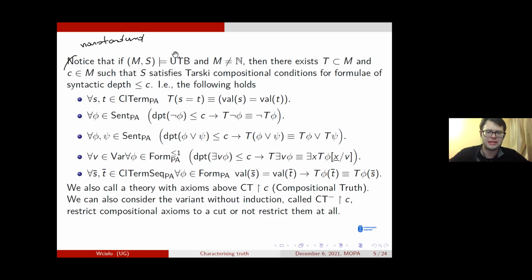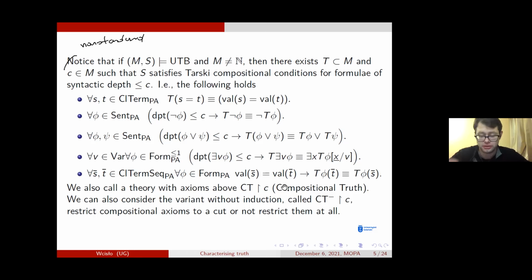Of course, this direct link between UTB and compositional axioms holds in this particular formulation, or only for UTB, right? So if you have UTB, then you have CT up to c. If you have UTB minus, then you have CT minus restricted up to some initial segment, which can actually be a cut. It can have a greatest element, or actually it could be the whole model. It can also be a standard cut. So the options are wider. Okay, that's.